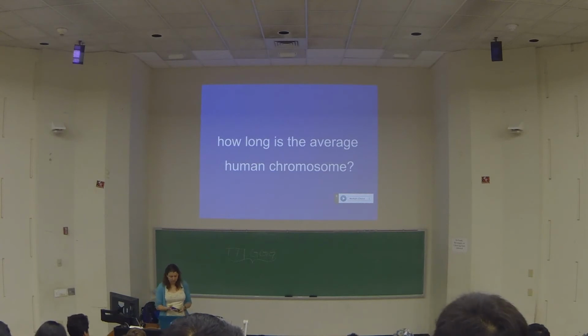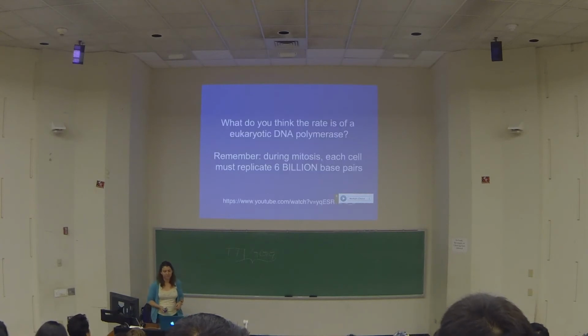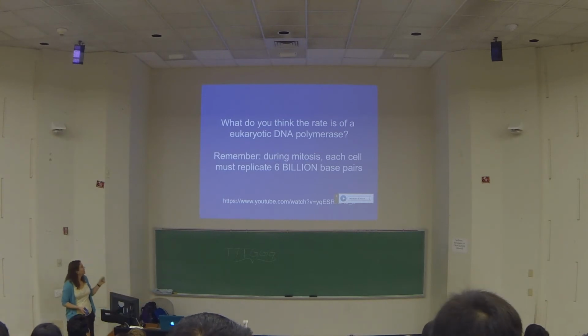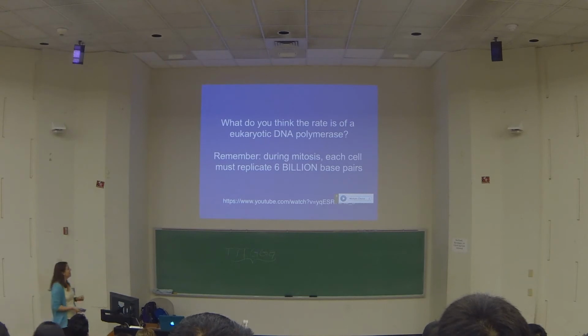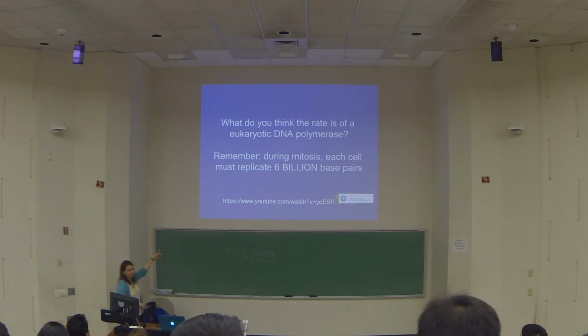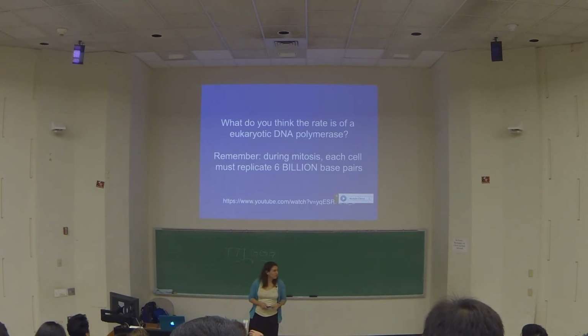All right, we know the rate roughly in bacteria. How fast do eukaryotes have to copy their DNA? Not to say 3 billion. All right, that's 6 billion for our diploid number.